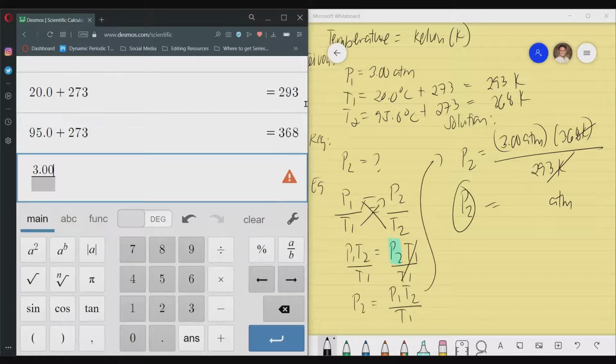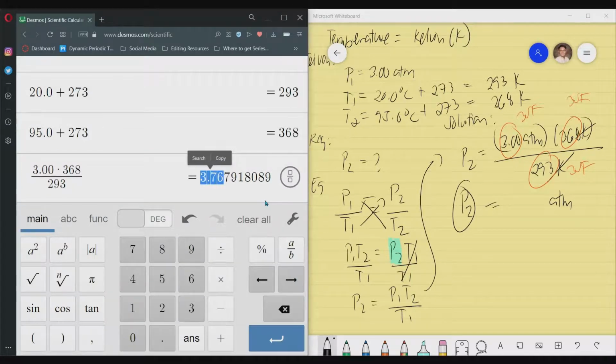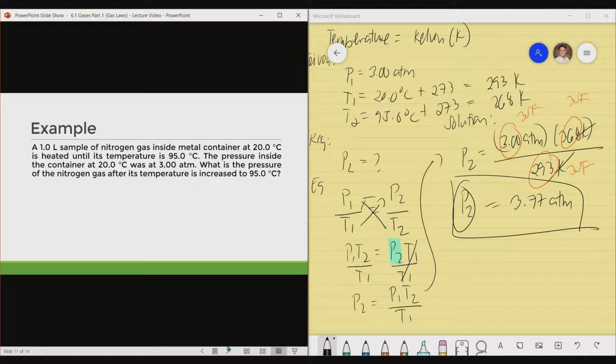So inputting in the calculator, we have this particular answer. Looking at your factors, this is 3 significant figures, 3 significant figures as well, and then 3 significant figures. So the least number of significant figures among the given is 3. So we need to round off our final answer to 3 sig figs. So the answer is 3.77 atmosphere. Let's check if this is correct. All right, I have the same solution, and the answer is 3.77 atmosphere as well. So I hope you understand how this is applied or solved for.